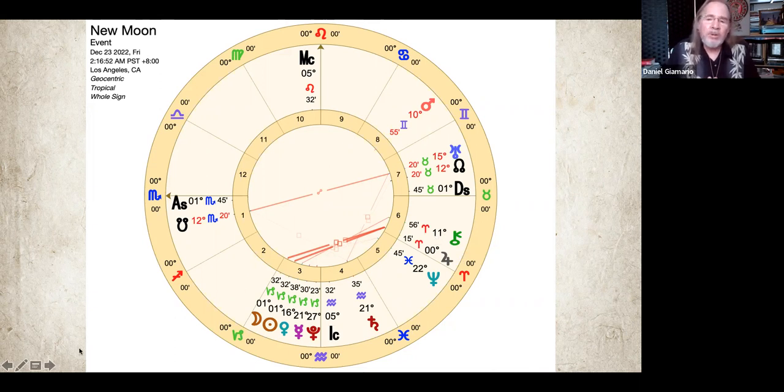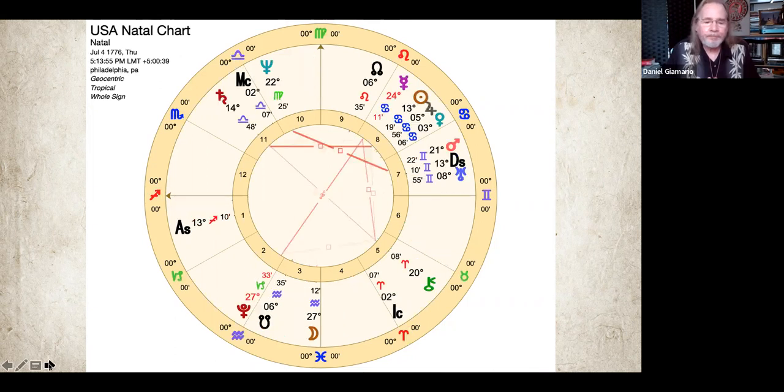Okay, so let's look at the US chart. I've been looking at this now for a good number of years, as have lots of other people, and you'll notice here the natal Pluto is 27°33' Capricorn. Now, there have been 3 exact conjunctions, and the last one is coming up here in a few days, and we'll look at the chart of that in a moment.